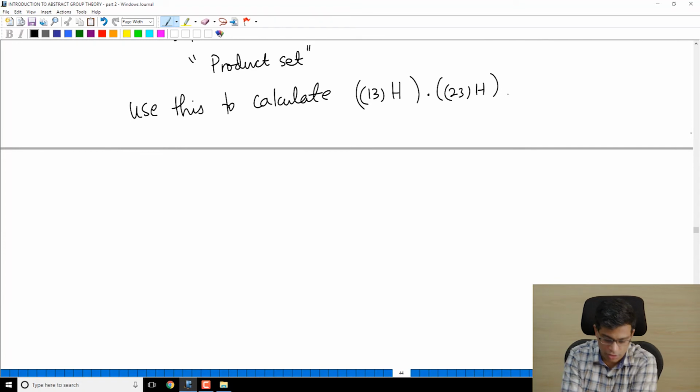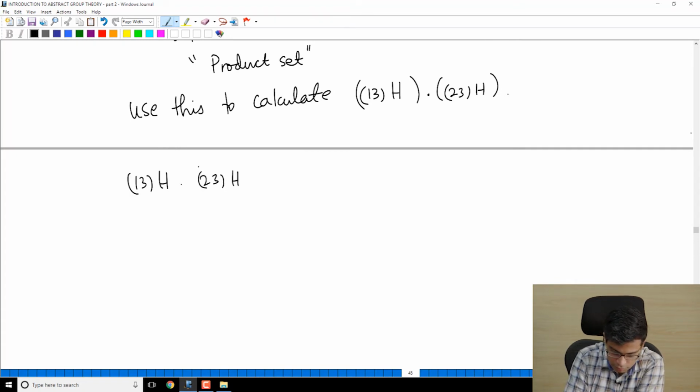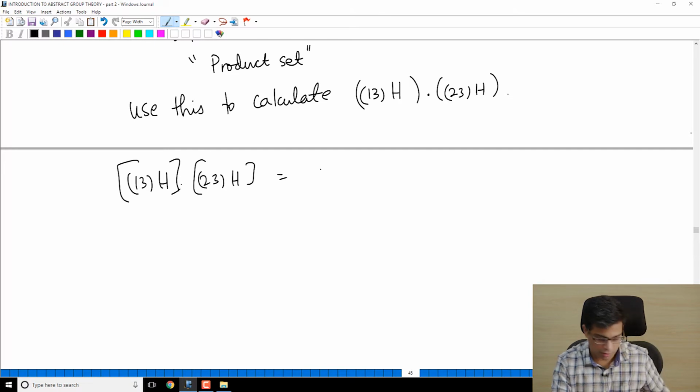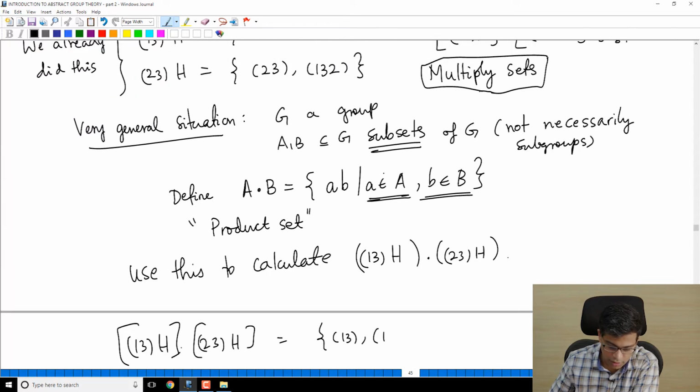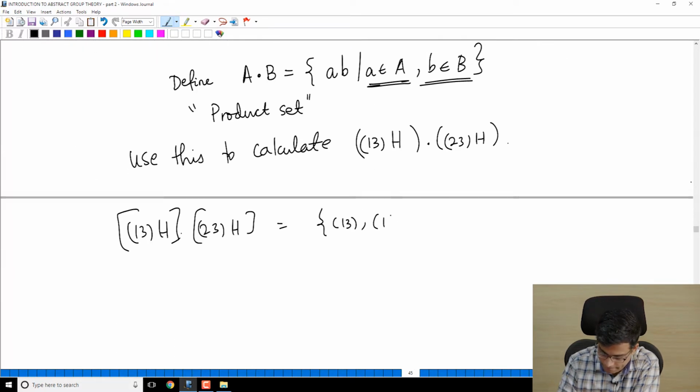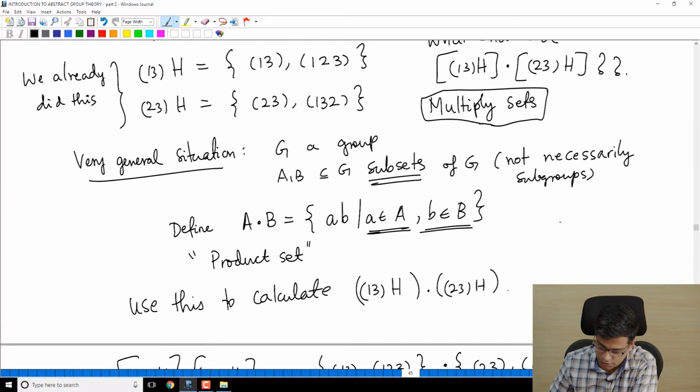So let's just do 13H times 23H. And as I said, 13H and 23H we listed earlier. 13H is the set {(1 3), (1 2 3)}, and 23H is the set {(2 3), (1 3 2)}. These are the two left cosets.